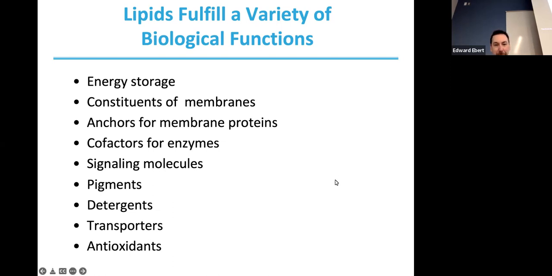Okay. So you've probably seen this slide before. If we go way back to I think it's chapter 10, we talk about lipids filling a variety of biological functions.